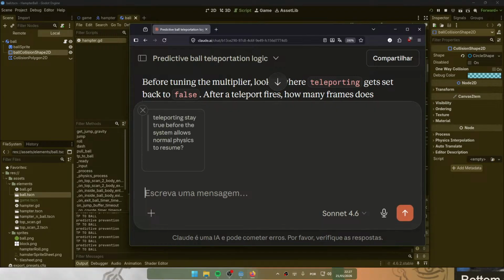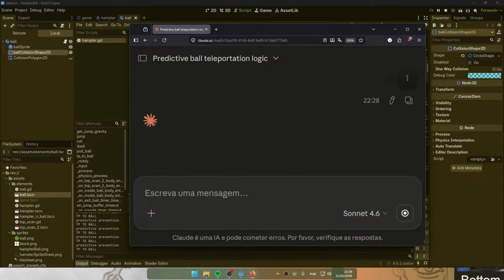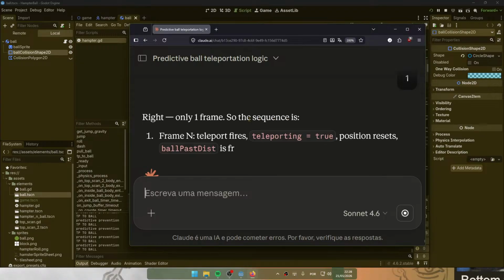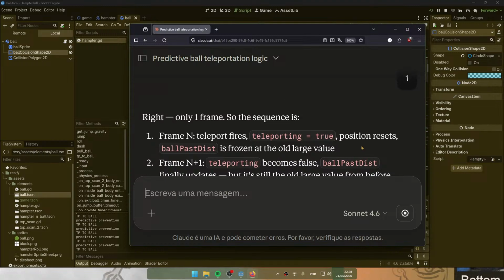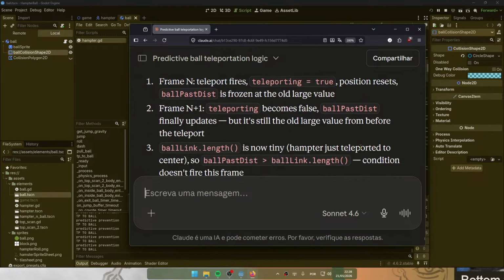One frame. Teleporting triggers one frame, right? So only one frame, so the sequence: Frame N, teleport fires, position resets, ball pass distance is frozen. Frame N plus 1, teleporting becomes false. Ball pass distance finally updates, but it's still the old large value from before the teleport.